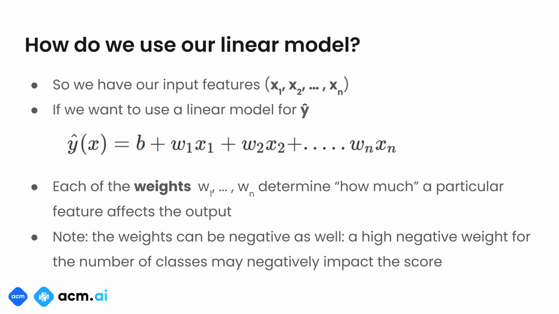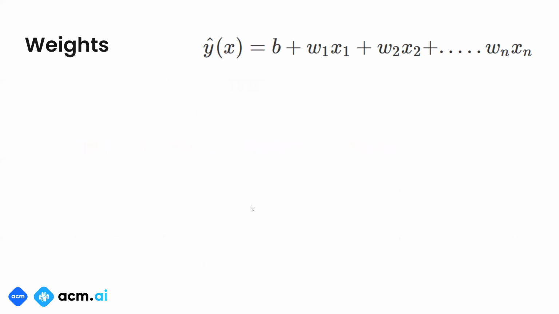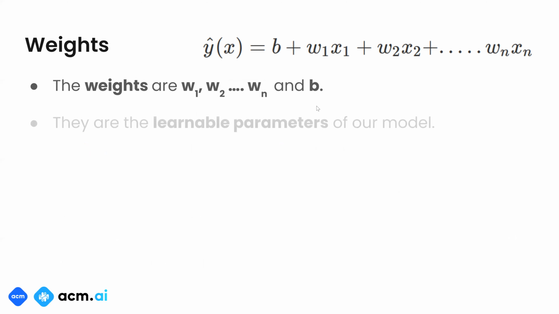Okay, I think we are good. Let's see. Okay, so let's talk about the weights. Let me move this aside. So the weights of our model are what we call the parameters, and these are W1 to Wn and B, right? And this is what we want to learn.